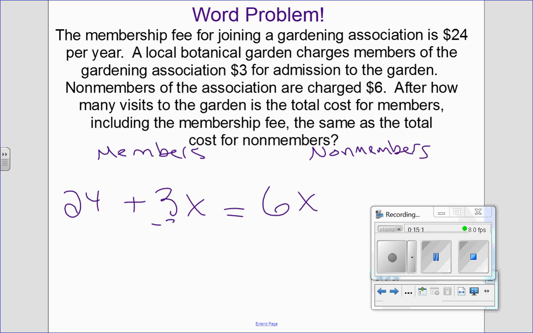Subtract the 3. Sometimes people become members just to support the organization. You know, I'm a member of the Ohio Valley Giant Pumpkin Growers.